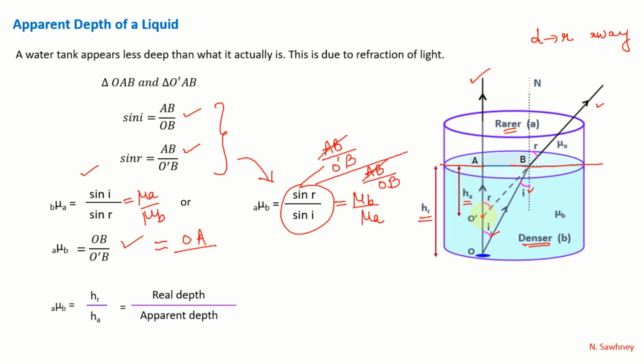And for these small angles, O dash B can also be written as O dash A. Now, what is OA from the figure? OA is the real depth of the point object and O dash A is the apparent depth of the point object. That means now we have calculated the ratio between real depth and apparent depth, that is equal to the refractive index of the first medium upon the refractive index of the second medium.